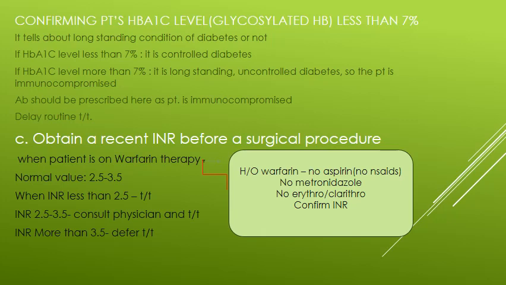And if it is uncontrolled diabetes, the patient here is immunocompromised. So antibiotics should be prescribed to him in this case. And generally you delay routine treatment if it is an uncontrolled condition. So if uncontrolled diabetes, you will choose delay routine treatment as well.